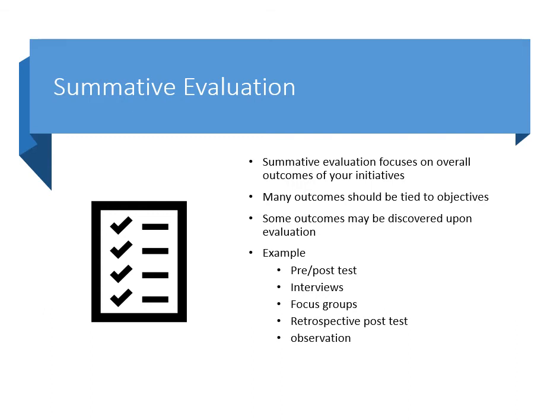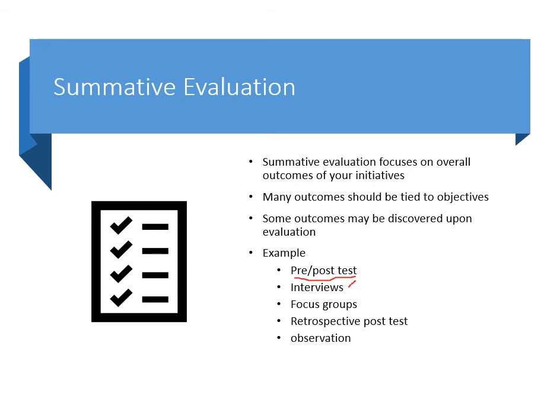So the summative evaluation is really where you see the overall outcomes of all your initiatives at the end of the program, or just kind of looking at it in a big picture evaluation sort of way. So many of your outcomes should be tied to the objectives in this evaluation. A pre-post test is a very common and tried and true way of showing impact. But other outcomes may also be discovered upon evaluation that you didn't necessarily plan for. So be open-minded to still maybe investigate those things, and you can investigate those without having taken a pre-test.